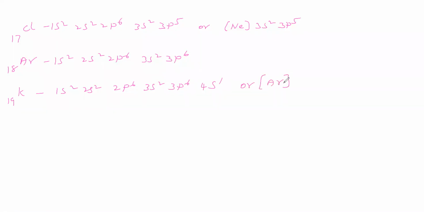The remaining part is not involved in chemical reaction, so the remaining part is called argon. Argon 4s1. Valence shell is 4s1. Valence electrons are 1 electron for potassium. Next, we will take calcium, atomic number 20.